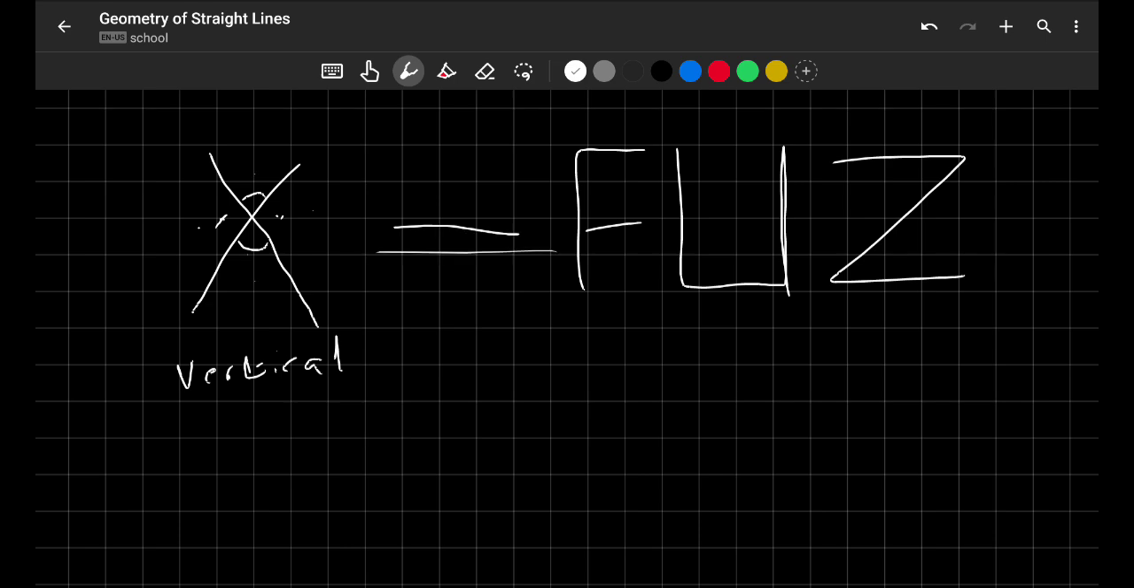This line here means straight line. Straight line means that angles on a straight line are equal to 180 degrees. That is a rule. The F here means corresponding angles: that angle over there is equal to that angle over there, corresponding.